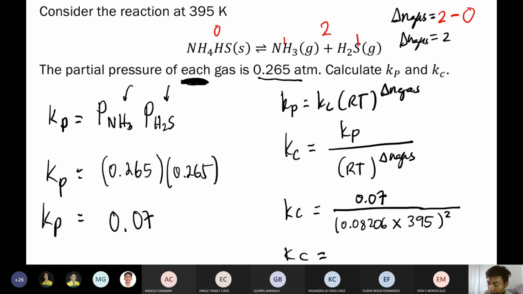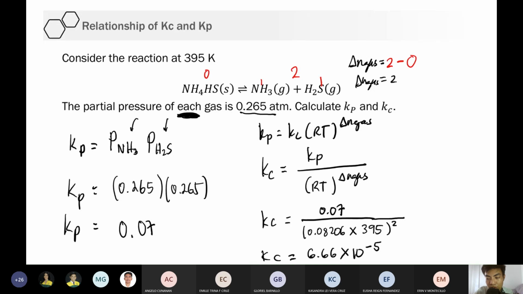Okay, so the answer in 2 decimal places would be 6.66 times 10 raised to negative 5. So that will be the Kc value. Ayan, so yan na yung mga basic equilibrium questions. Actually, meron pa mamaya na. Sige.